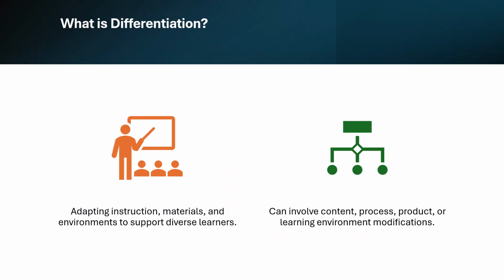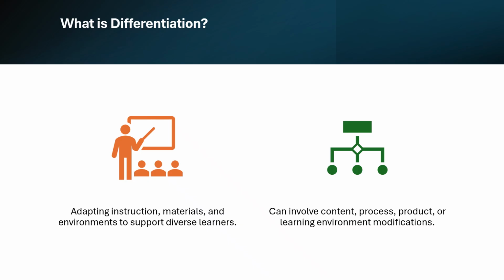Differentiation is slightly different from individualization. It focuses on providing multiple pathways for learning while maintaining a consistent curriculum. For example, two children may be learning the same concept, but one might use tactile materials and the other might benefit from a visual chart.